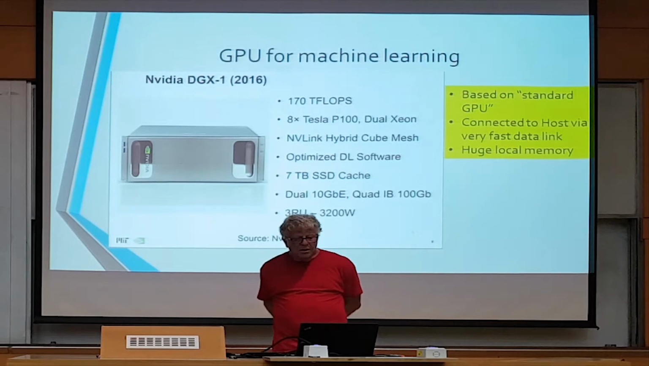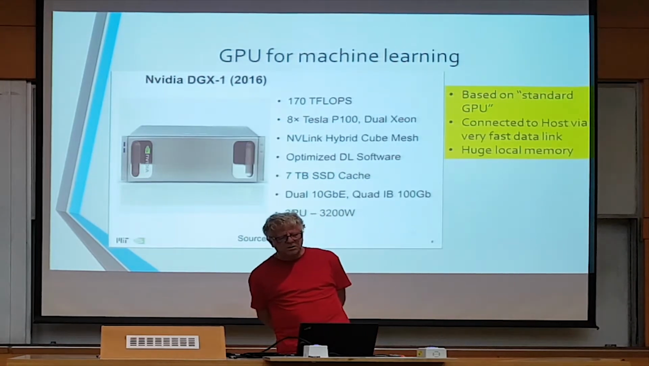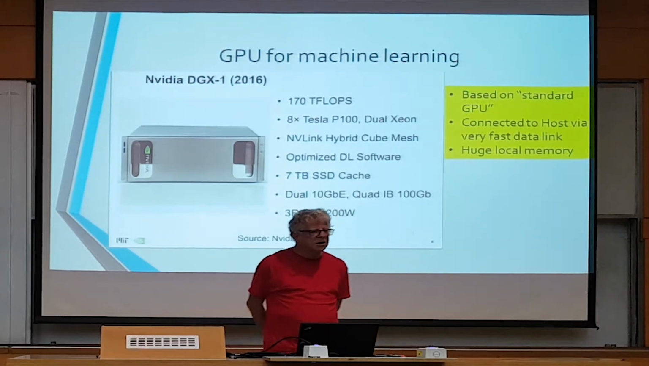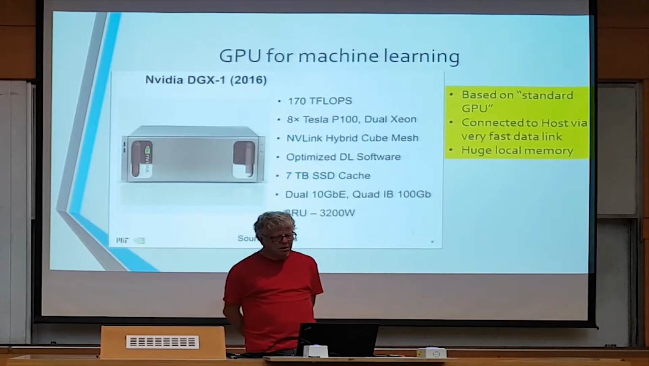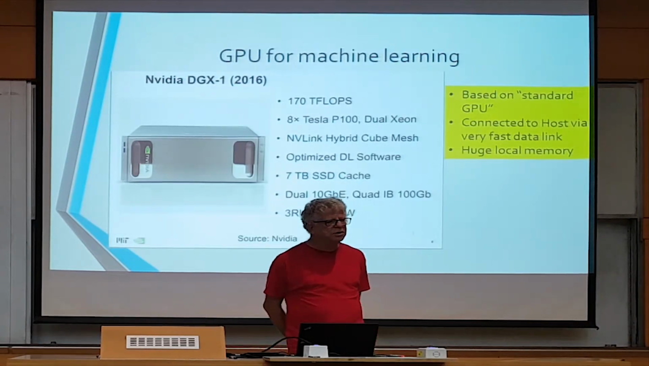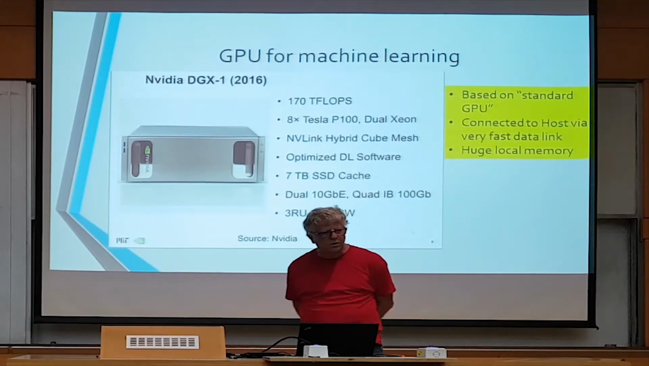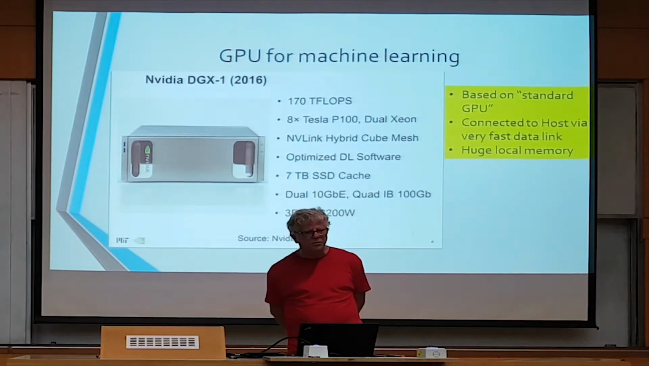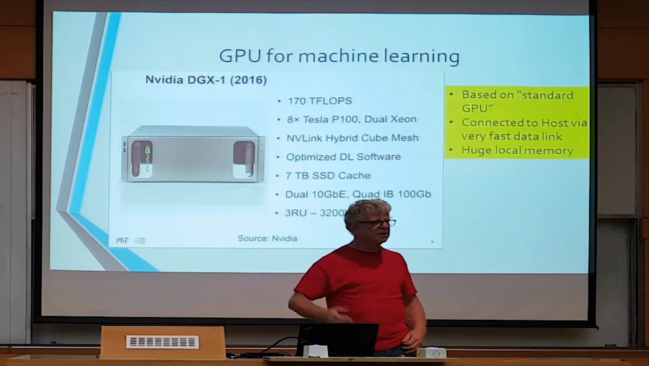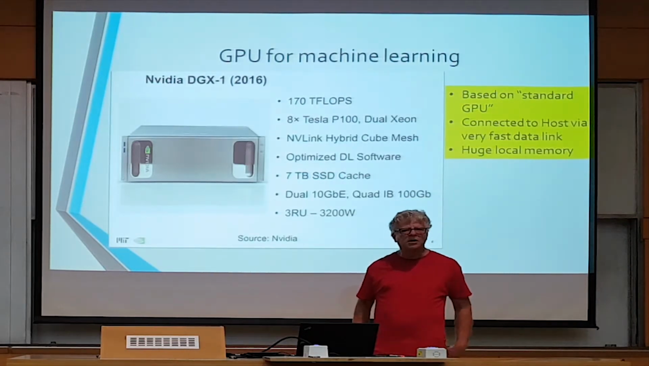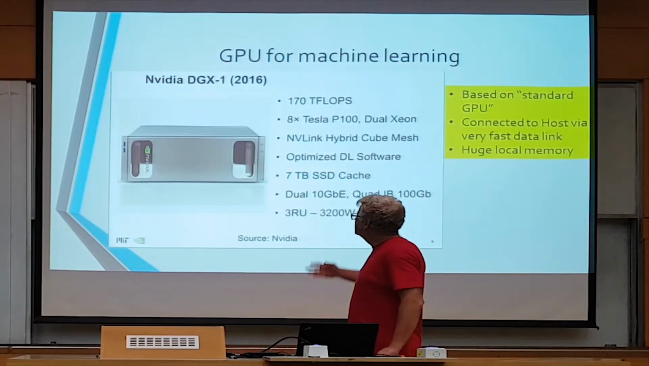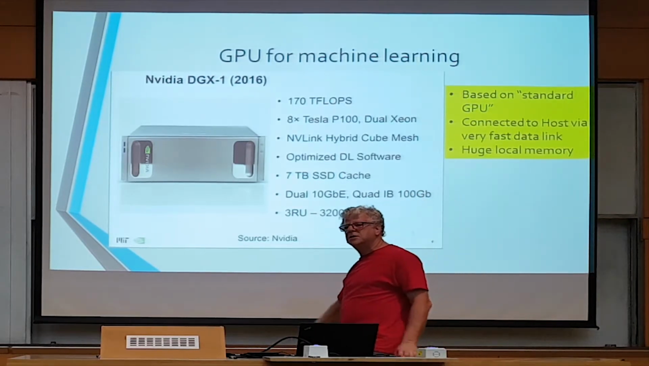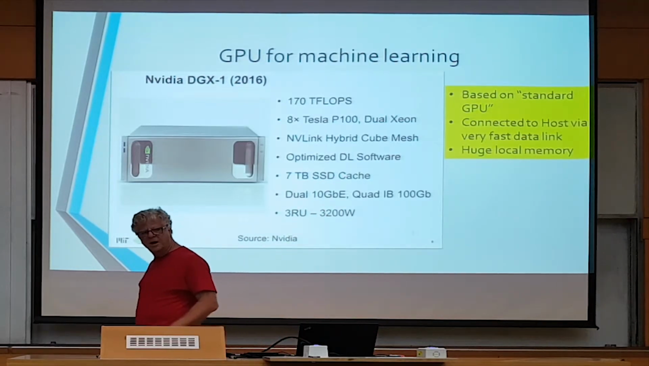So the first GPU that they announced for machine learning was called DGX1, and this is a very nice machine. The academic price after a huge reduction is $150K. So if you have some spare money and you want to replace your laptop with something useful, you can spend $150K and get it.